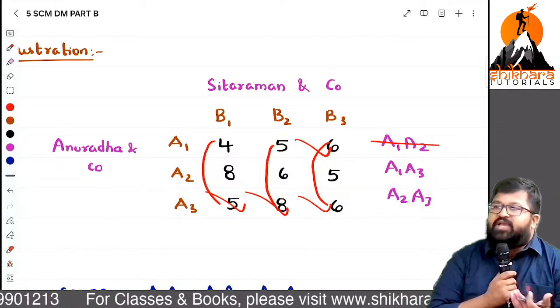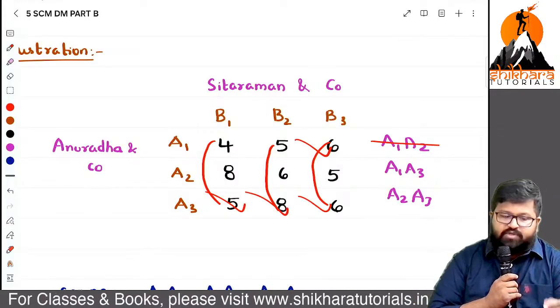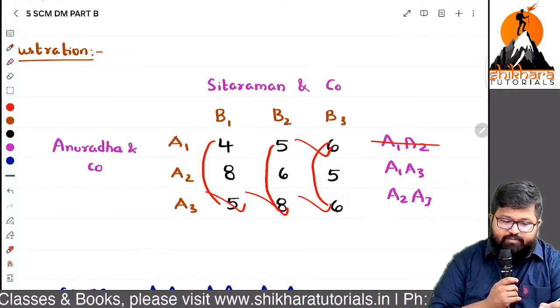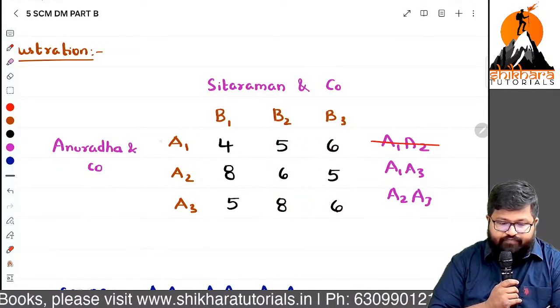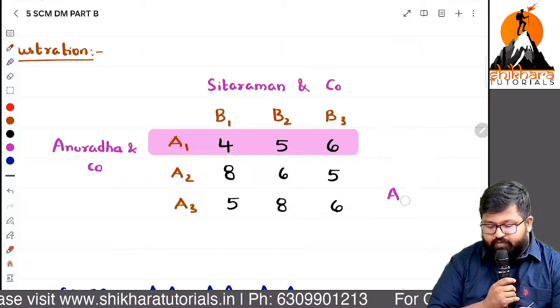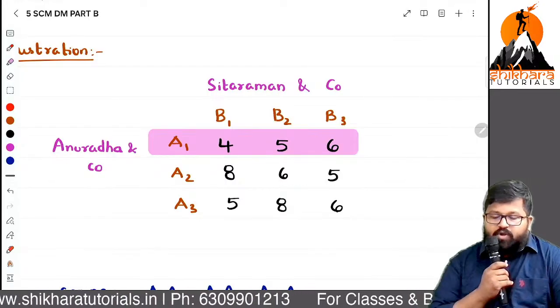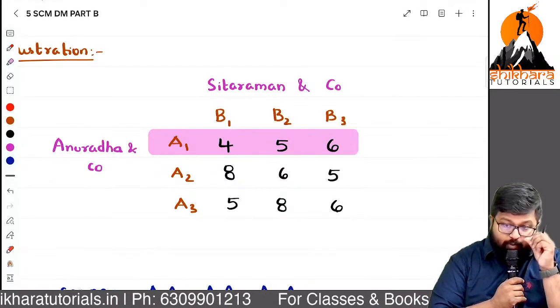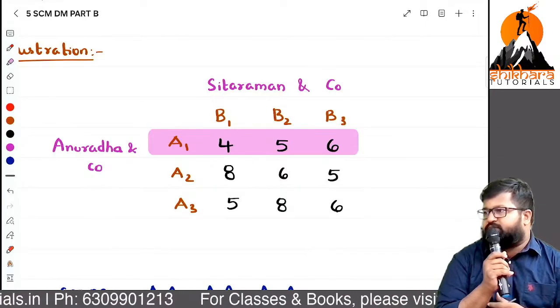When A3 has all the highest, what about A1, ma'am? It has least values. So automatically, which part can be eliminated, sir? A1 can be eliminated. So once the elimination part is done, okay. Now, what is the order of the matrix? What is the order of the matrix, ma'am? 2 by 3.